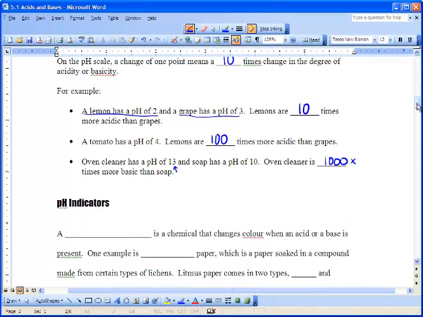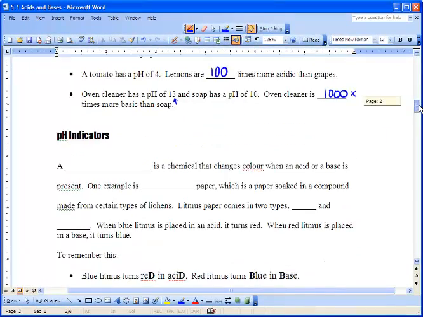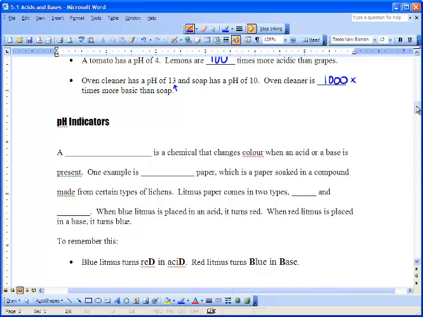So we're going to be looking at that in class, and just a little preview, we're also going to be using some pH indicators, and we've done this with a demo. So this is how we determine pH. So a pH indicator is a chemical that changes color when an acid or a base is present.